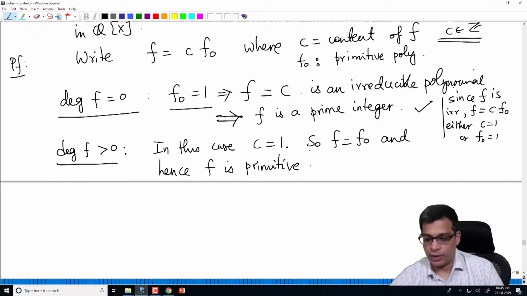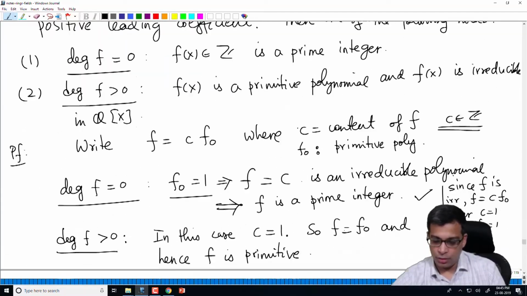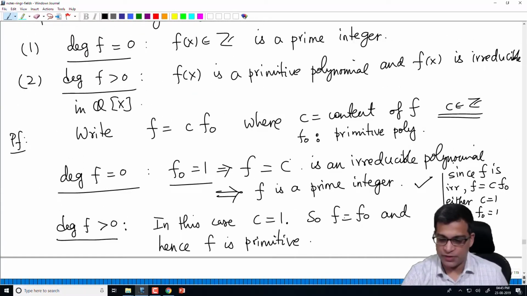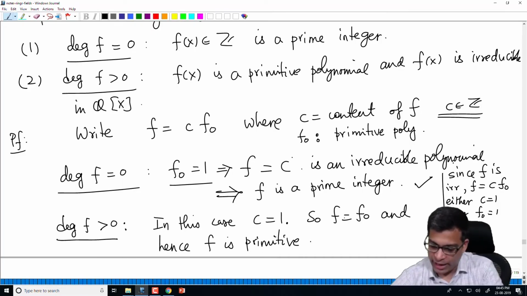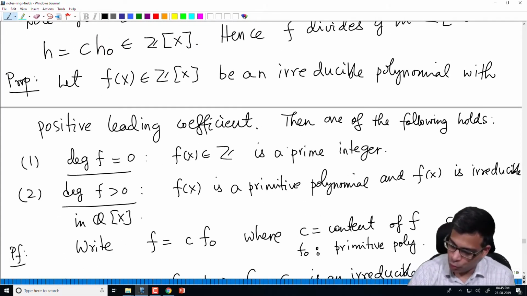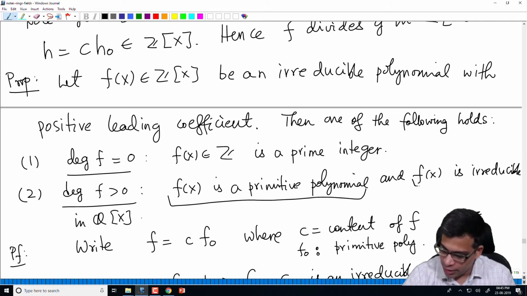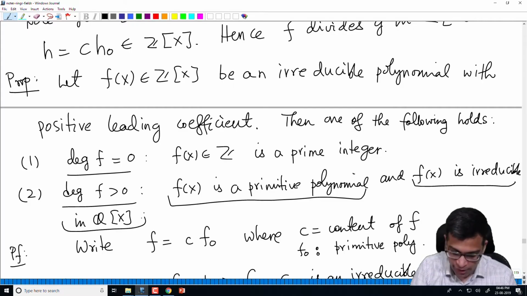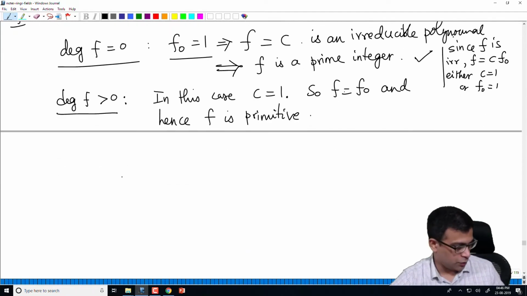f is primitive, right? Because f0 is primitive. In this factorization, f0 is primitive and f is equal to f0, so it is primitive. So what is it that we have to prove now? We have shown that f is a primitive polynomial. We need to now show that f is irreducible in Qx. That's what we will show now.